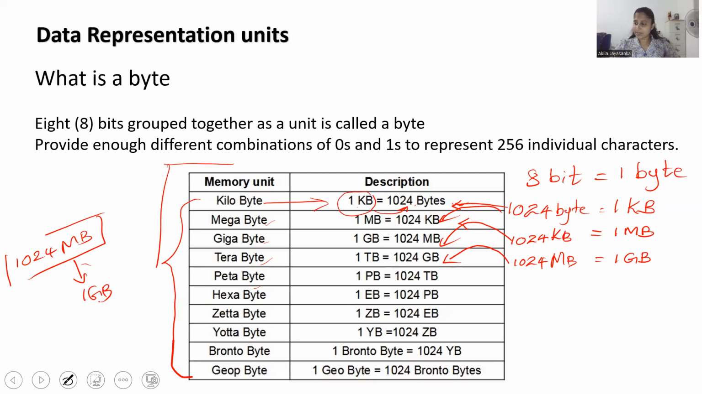But for marketing purposes they are representing the amount of data using megabytes, right? If they represent it as 1 GB, then customers will guess it has a small capacity. That's why they are using 1024 megabytes.